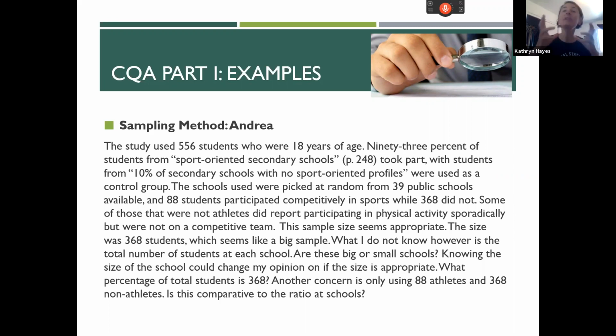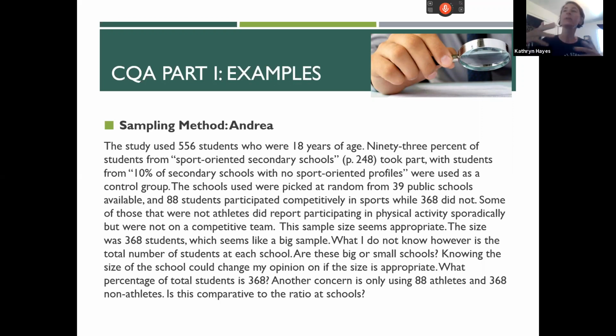And then how did they select the sample? It's very important that you write that down. These are things I want you to start paying attention to. So this is not just one sentence saying the sample was 556 students, right? How did they select it? Who were the people? Because once you start looking more deeply at these things, and once we start learning about sampling, you can start critiquing it. Is it best to pick them at random from 39 public schools? Why is it 88 students participated competitively and 368 did not?